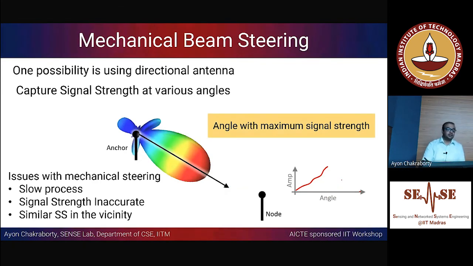So the signal strength is always an inaccurate measure. And the signal strength in the vicinity, even if it was beam forming in this direction or this direction or this direction, could be very similar, very much correlated. Okay, and then there is also some random noise that goes on in your path loss. What is path loss? The amount of power that the signal loses from the transmitter to the receiver.